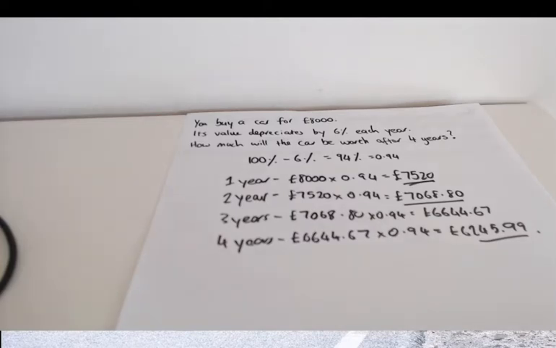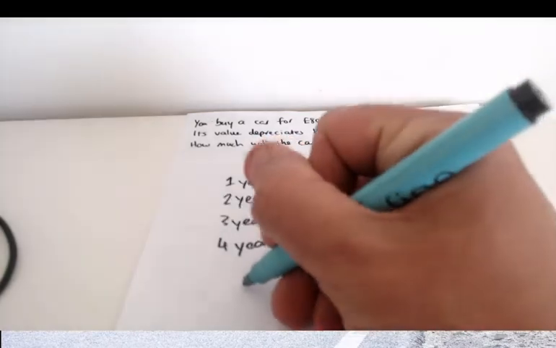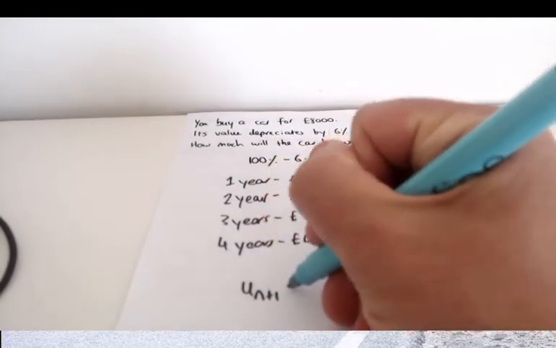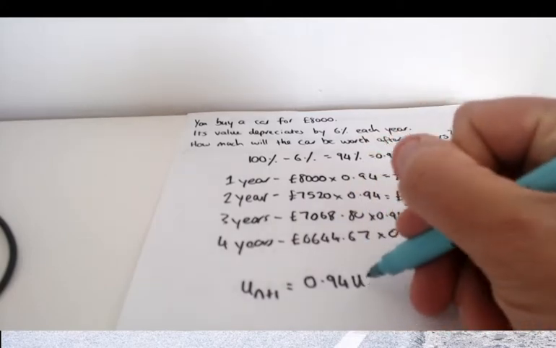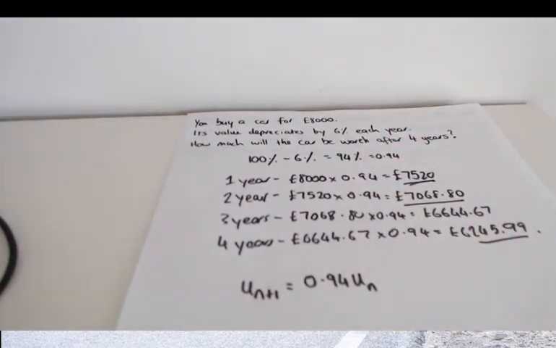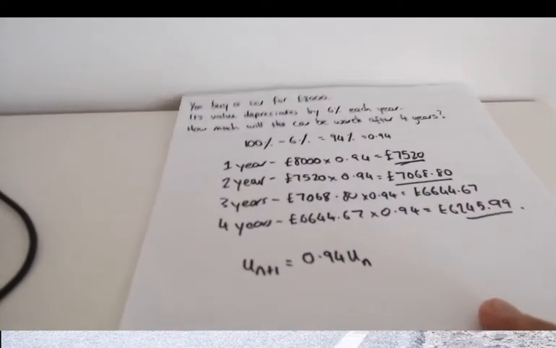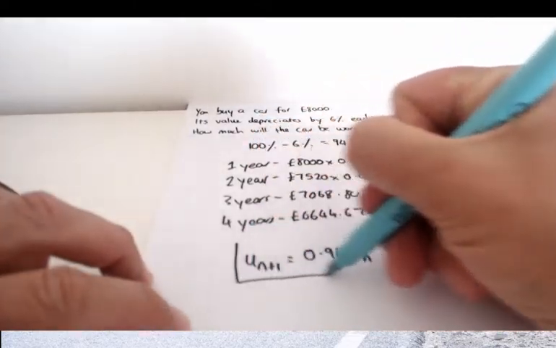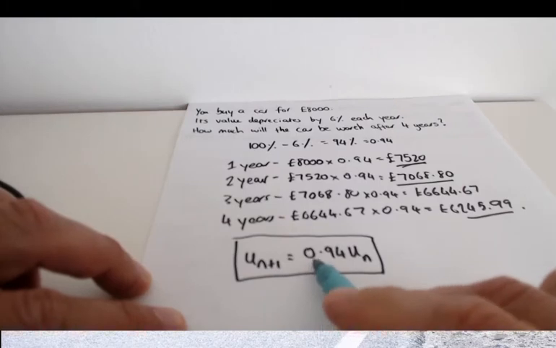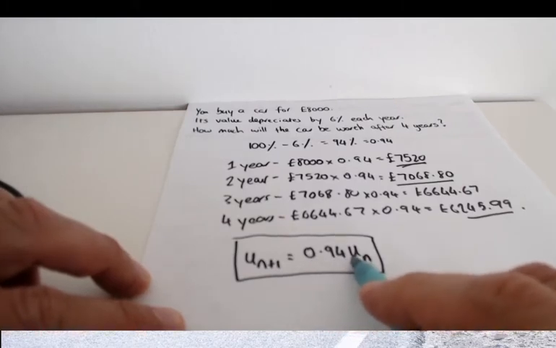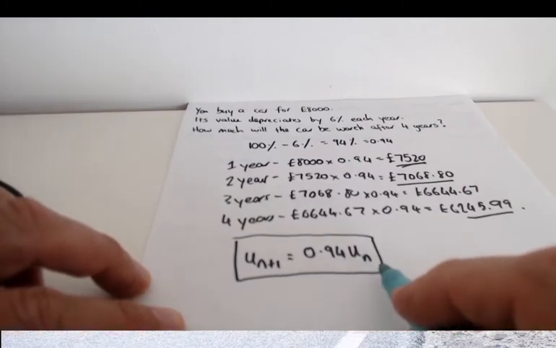I'll show you what the recurrence relation would look like for this question, and then explain it a little bit. The recurrence relation is this thing here. How we say this, u n add 1 equals 0.94 times u n. This is new notation for you, okay?